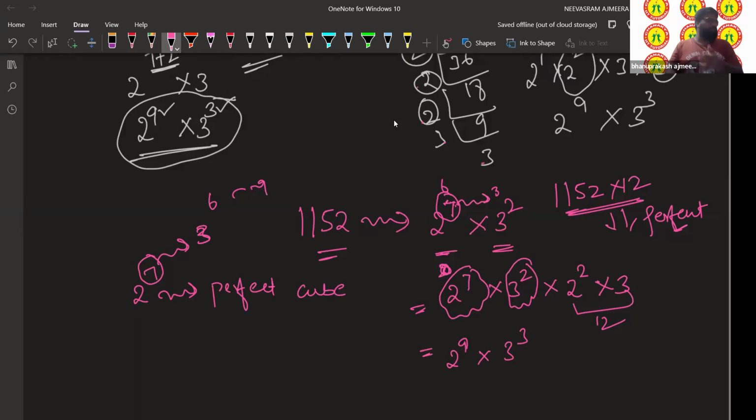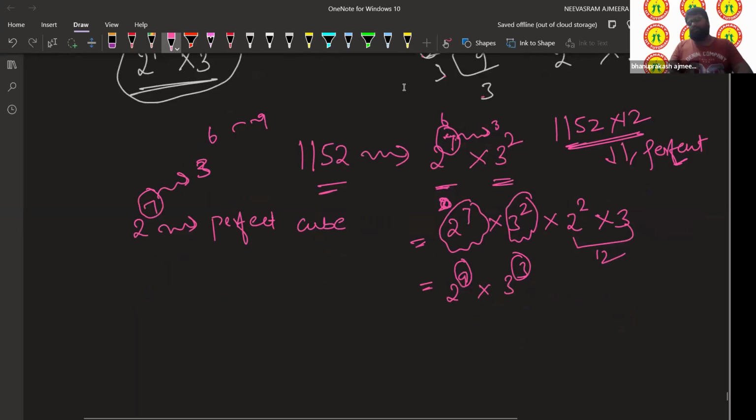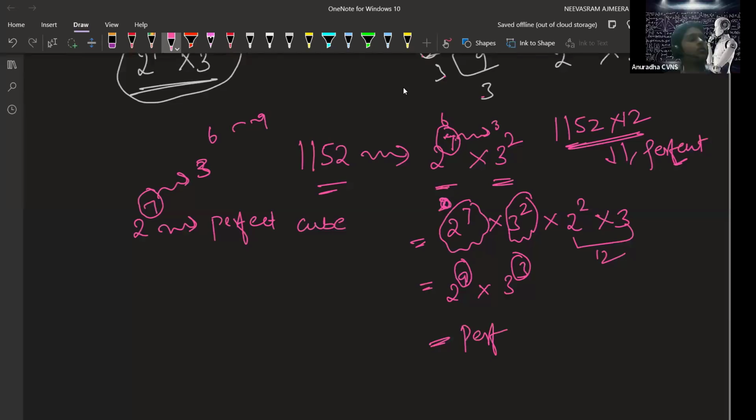You may again be confused how 2 power 9 comes. A to the power of m into a to the power of n is nothing but a to the power of m plus n. And similarly, when bases are the same for 3, you should add the powers. Now you see this is a multiple of 3 and this is also a multiple of 3. So this is a perfect cube.